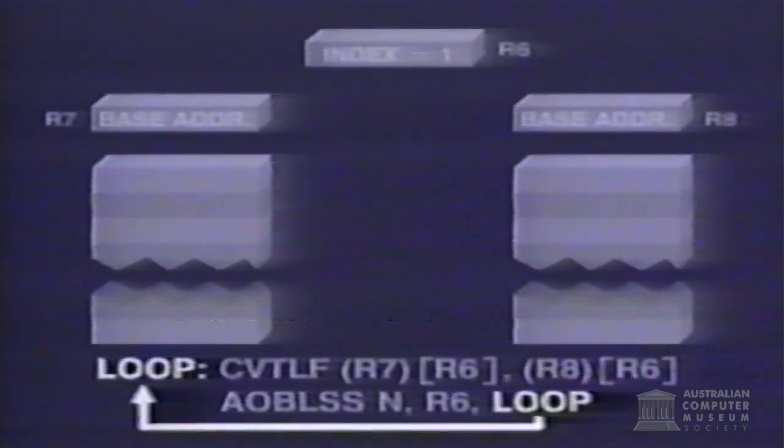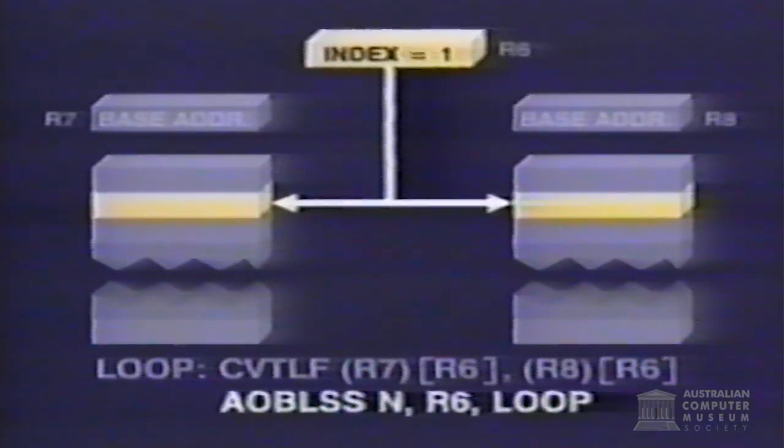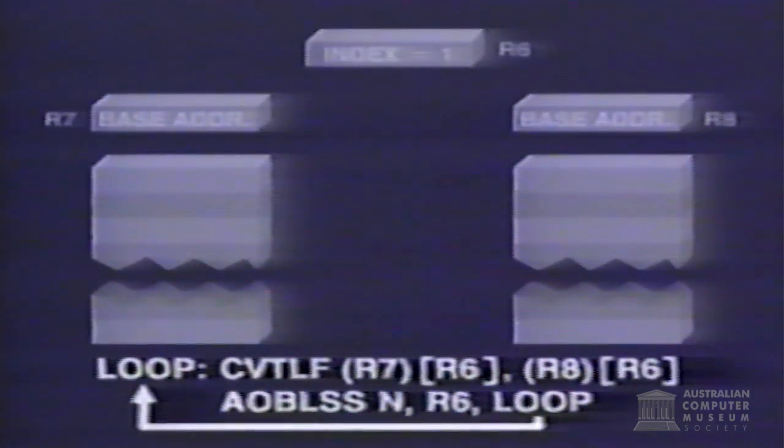This operand specifier uses an addressing mode we haven't covered, which simply refers to the branch destination in the instruction stream. When this instruction executes, the index value in R6 is incremented by 1, so it's pointing to the next entry in both tables. Then, the incremented index value is compared to n. You'll recall that n specifies the number of entries in the table of long word integers. If the index is less than n, the program branches back to the label loop, and the convert instruction is executed again.